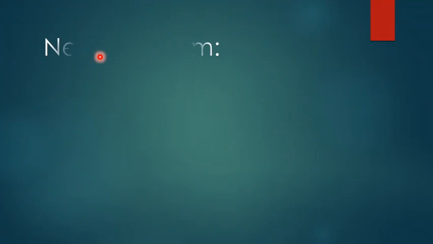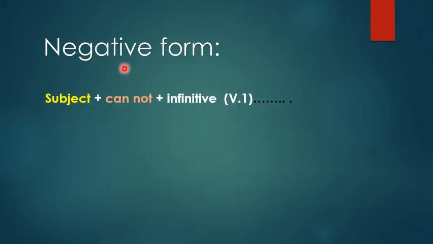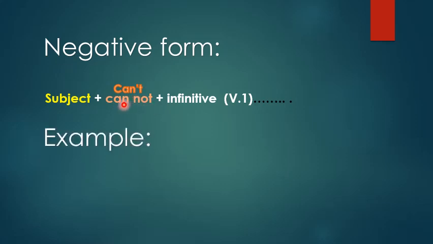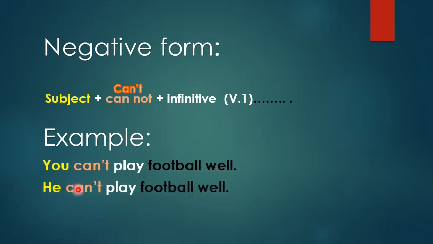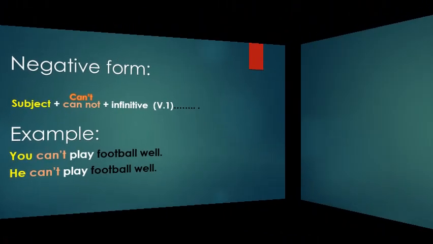Talk about the negative form حالة النفي. Here we have the subject plus can plus not, and then can plus not plus verb 1. Can plus not, I can contract it to can't. So here we have an example. You cannot play football well. هو لا يستطيع لعب كرة القدم جيدا. Or he cannot play football well. هو أيضا لا يستطيع لعب كرة القدم جيدا. So if the subject is singular or plural, we add cannot plus verb.